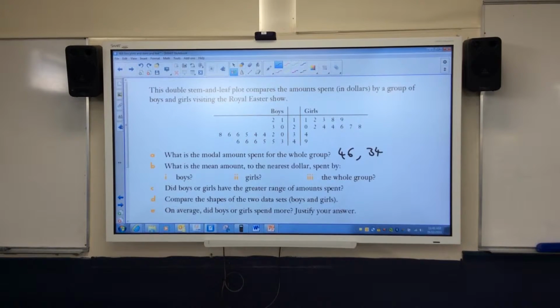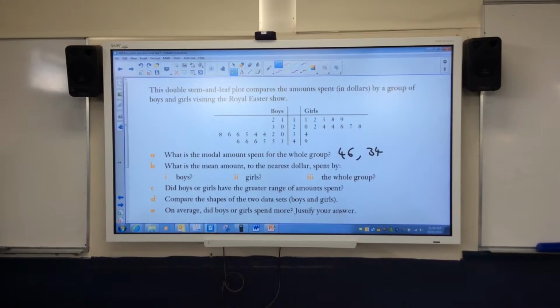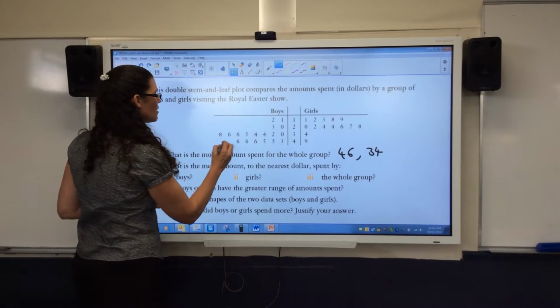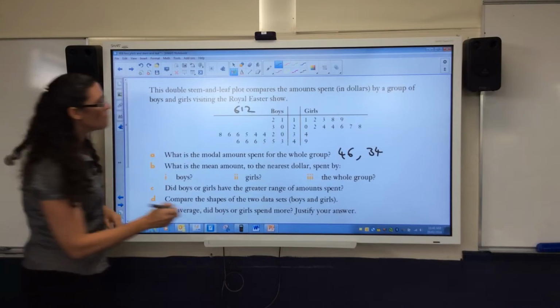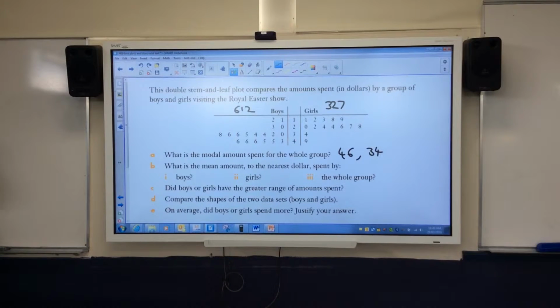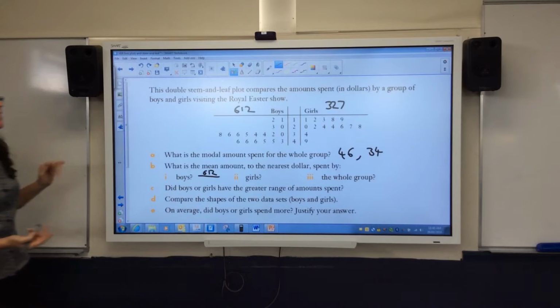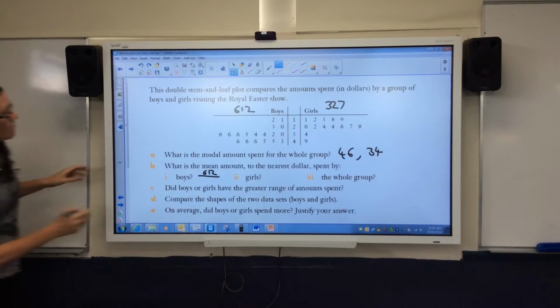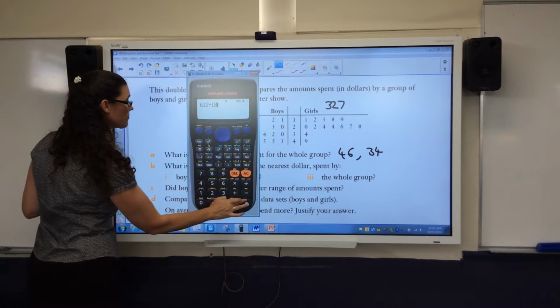How do you calculate the mean? Average. Add all of these up and divide by how many there are. Now we're going to cheat and look at what the sum of them is because I'm being lazy. If I added all the boys' scores up, the total is 612. And if I added all the girls up, just saving us time, it was 327. So for the mean of the boys, I'm going to take 612 and divide by how many boys there are. How many are there? 18. So on my calculator, 612 divided by 18 gives 34.